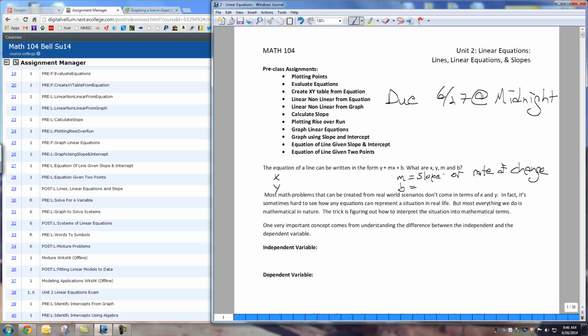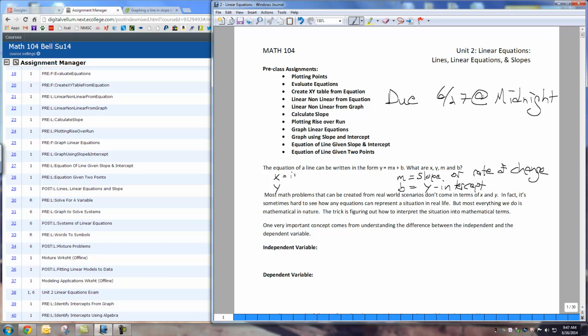Like the slope of a mountain, when you're driving and it says 3% grade or 5% grade, what that 5% means is that's the rate of change of the ground, right? It's decreasing at a rate of 5% or whatever it happens to be. B is always your y-intercept. That is the point where the line intercepts the y-axis. Okay?